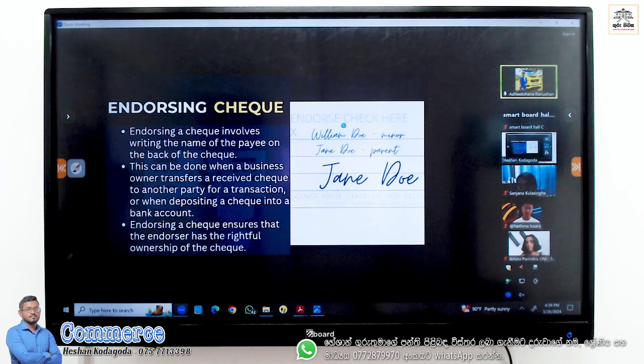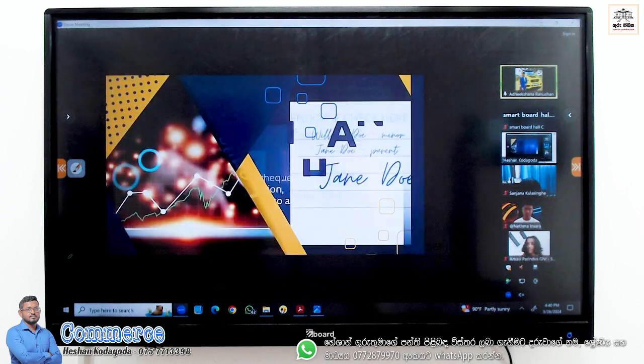Endorsing a check. Endorsing a check involves writing the name of the payee on the back of the check. This can be done when a business owner transfers a received check to another party for a transaction or when depositing a check into a bank account. Endorsing a check ensures that the endorser has the rightful ownership of the check. Thank you.